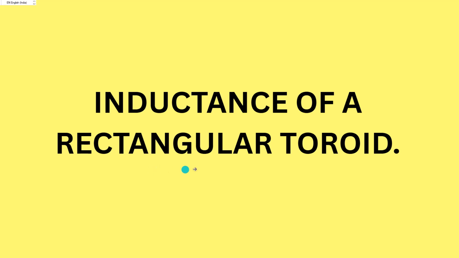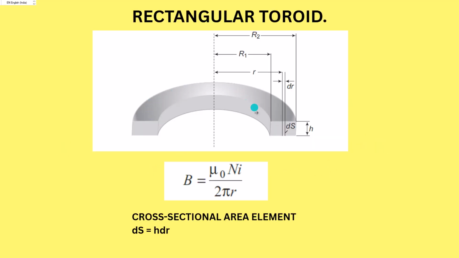Inductance of a rectangular toroid. So, let us first draw the picture. This is the working picture to find the inductance of the rectangular toroid. This toroid has inner radius r1 and outer radius r2. It is of height h, and it is a rectangular toroid. Its elementary surface area is dS, that cross-sectional area.